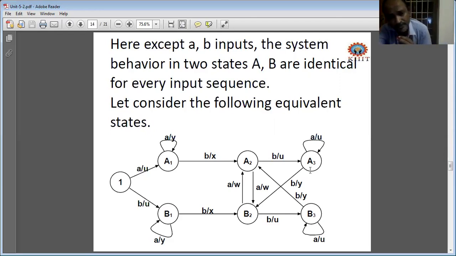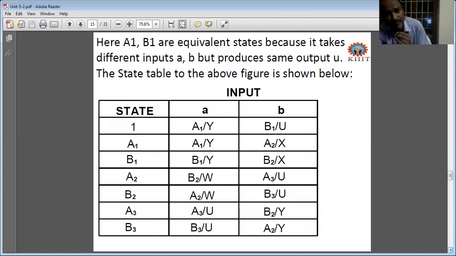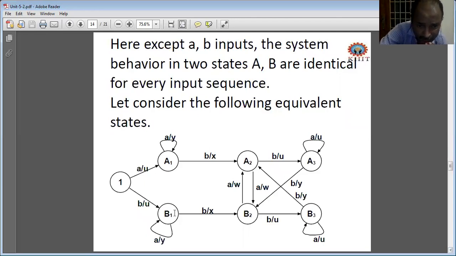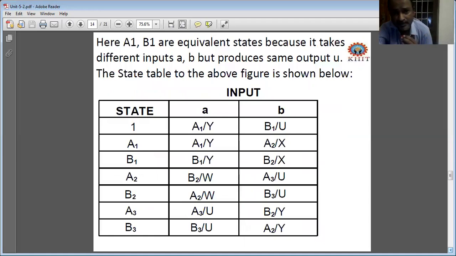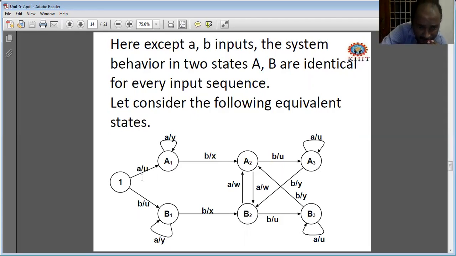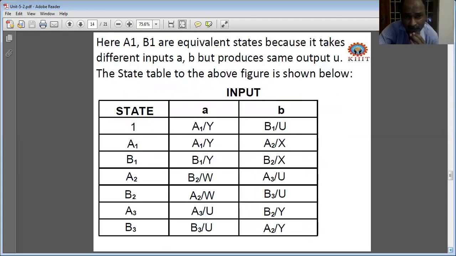From A3 to A3, input is A. In this case, what happened? Here A1, B1 are equivalent states. Which ones are equivalent states? A1, B1, both are equivalent states because at the top it is A by Y, at the bottom it is A by Y. Equivalent states, because it takes different inputs A, B, but produces the same output U. See here U and U. That's why A1, B1, both we can call as equivalent states.